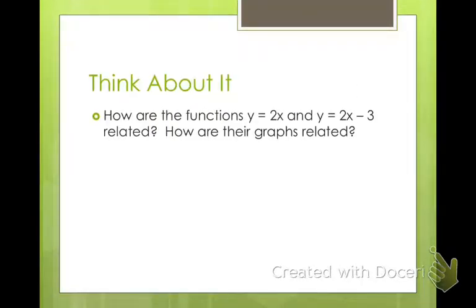So I want you to think about this one. How are the functions y equals 2x and y equals 2x minus 3 related? So then how would their graphs be related? Well, obviously they have the same parent function, y equals 2x. This minus 3 is the only difference. So what do you think is going to happen when we add the minus 3 on the end? It's going to go down 3 units.